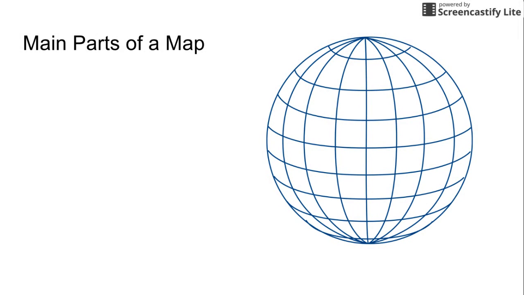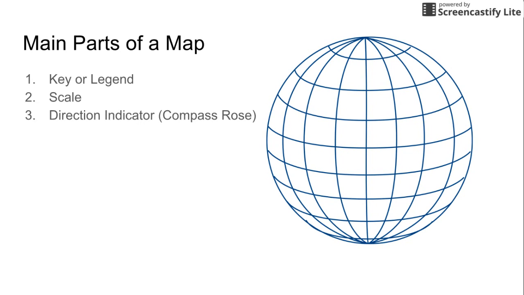We're going to look at 4 different main parts of a map. They are key or legend, scale or scale of miles, direction indicator or compass rose, and title. Now, title isn't in your packet, but I think it's important for us to cover. So we're now going to go in more detail over each of the 4 main parts of a map, beginning with key or legend.